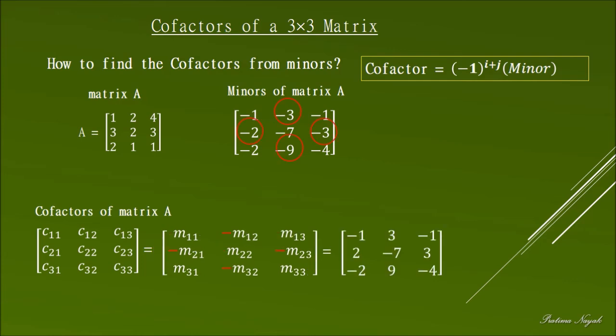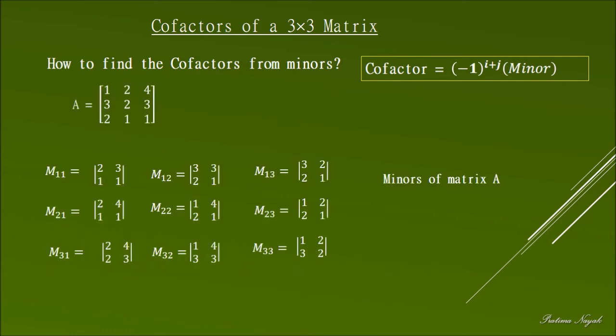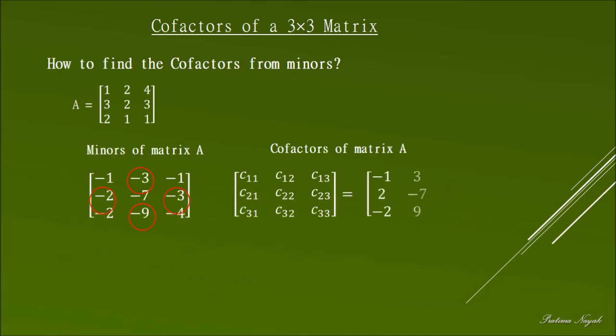So while writing the cofactor, we'll change the sign of the minor where i plus j gives you an odd number. So one can go directly to the cofactor matrix, skipping the minor and changing the sign of the minor where i plus j is an odd number. So we got the cofactors.